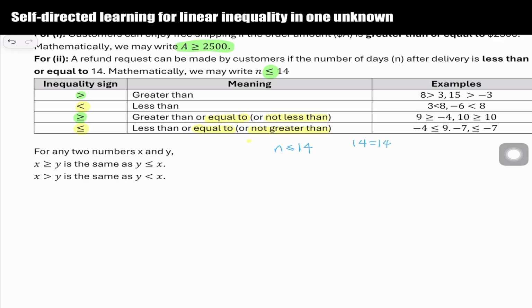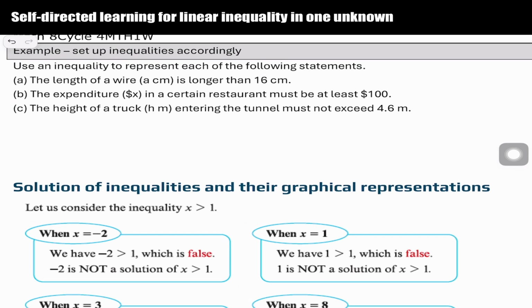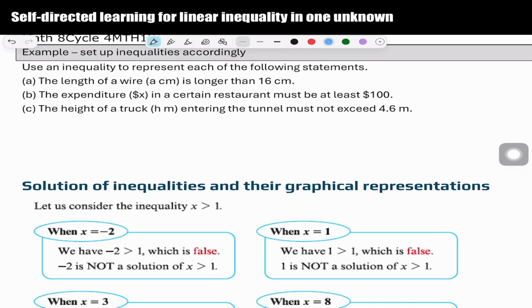We will also use inequality to represent something like this, so you should also be able to write something like this. When it is longer than 16, that means we do not include 16, so it is like 8 is greater than 16. Then, must be at least 100: do we include 100? We include it, because that is at least. Must not exceed, so 4.6 could be there. Therefore, we will say it is less than or equal to 4.6, like this.